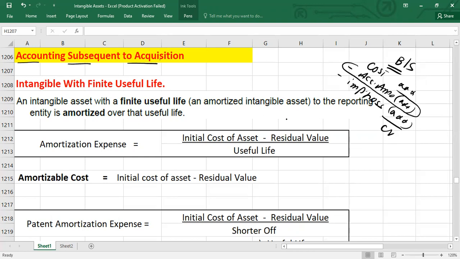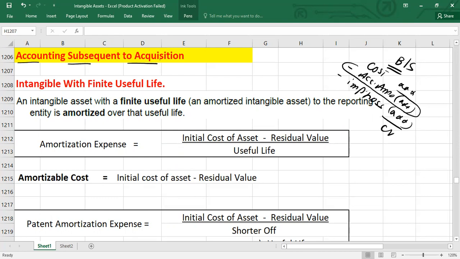You should remember here, those intangible assets having a finite life should be amortized, and those intangible assets having an infinite life should not be amortized at all. We will test those assets for impairment only. So here we go, guys.